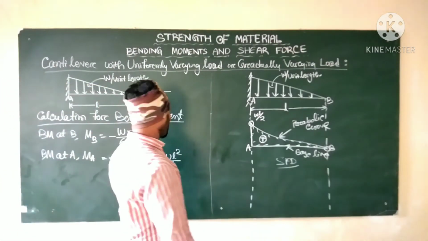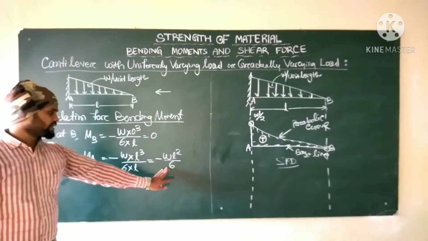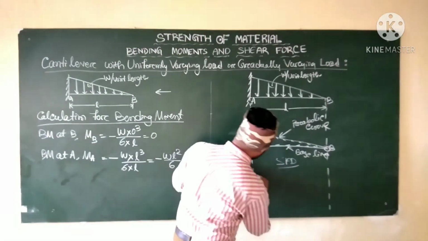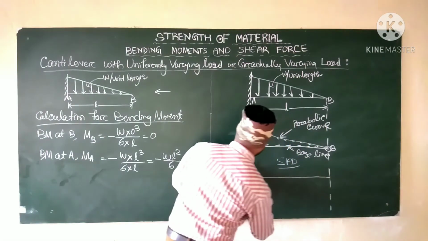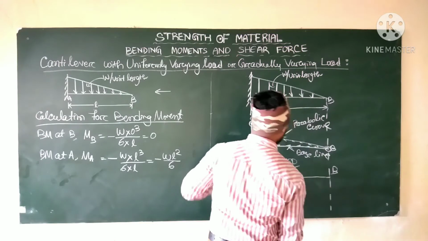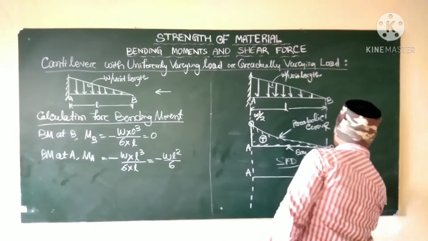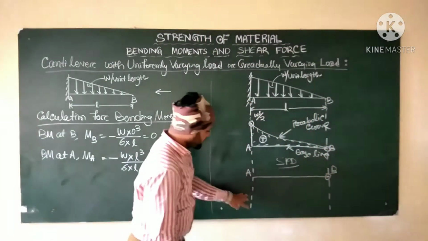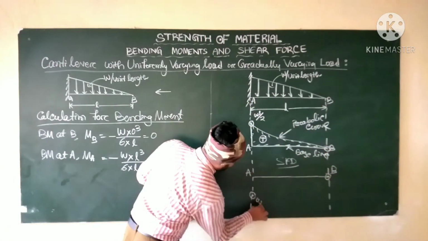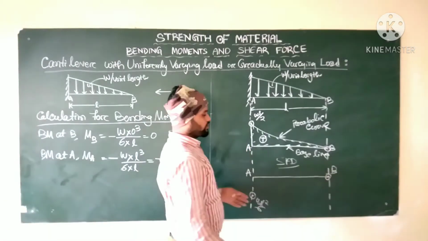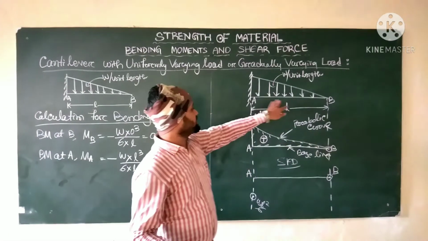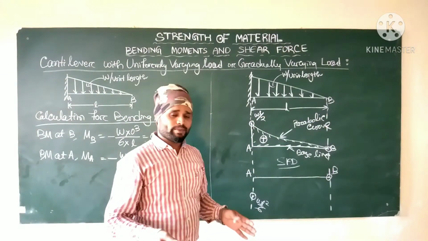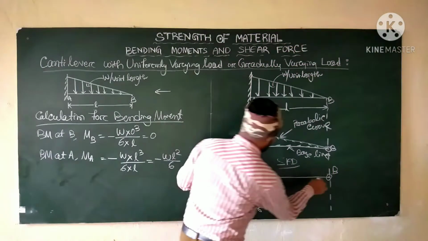We will draw the bending moment diagram. First value is 0, next value is minus. So 0 and minus means below the baseline. So here is the baseline, A, here B. At point B it is 0, and at point A it is minus WL square by 6. Let it be here. Now we know that when there is a UVL, uniformly varying load between 2 points, then the bending moment line will be a cubic curve. So it is the cubic curve.